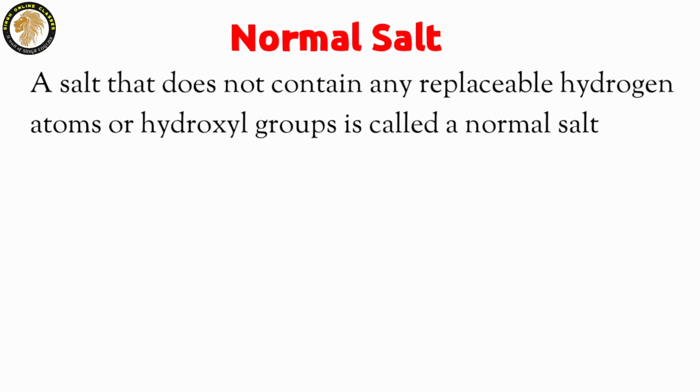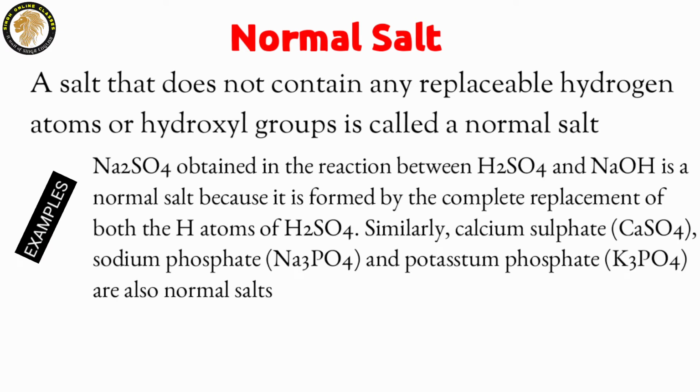A salt that doesn't contain any replaceable hydrogen atoms, or you may say hydroxyl groups, is called a normal salt. See here some examples. Here H2SO4 when reacts with sodium hydroxide, as a result we got Na2SO4, that is sodium sulfate, along with water molecules. So you can see here in Na2SO4 there are no hydrogen atoms as well as no hydroxyl group present. So it is said to be normal salt.